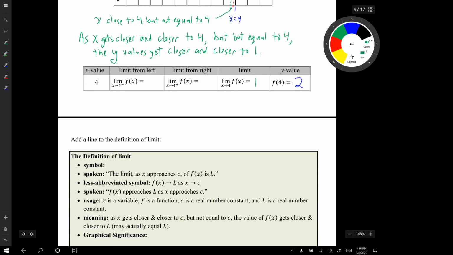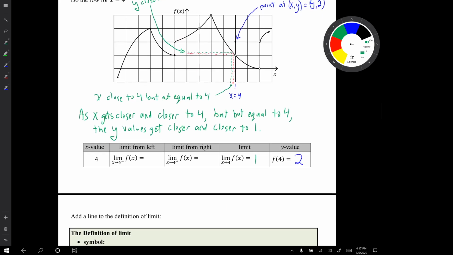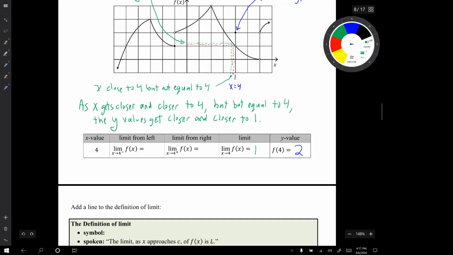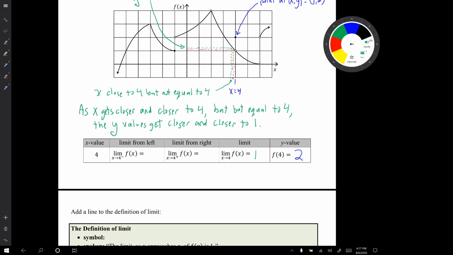All right, notice the difference between the idea of the y value on the graph and the idea of the limit. The idea of the y value is what is happening on the graph at an exact x value, whereas the idea of the limit is encapsulating a trend. It's where the graph seems to be going, seems to be heading.